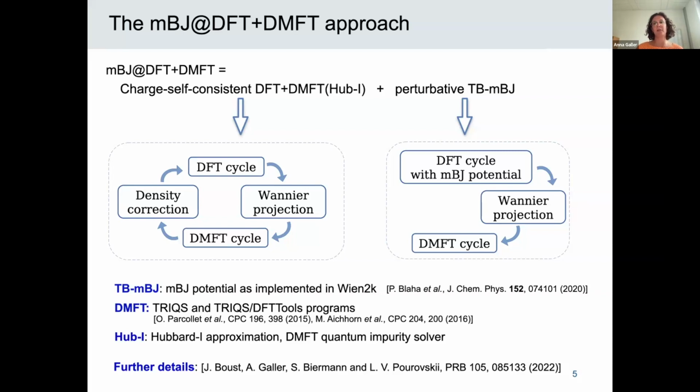And this is justified first simply for a practical reason, because it's known that this potential gives better band gaps when it's used perturbatively and not self-consistently. And second, it's also justified from a theoretical perspective, because this MBJ potential is a potential and it is not derived from a total energy functional. Yes, so this is this computational approach.